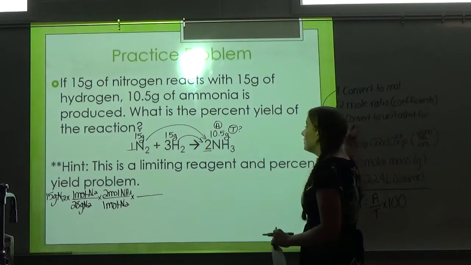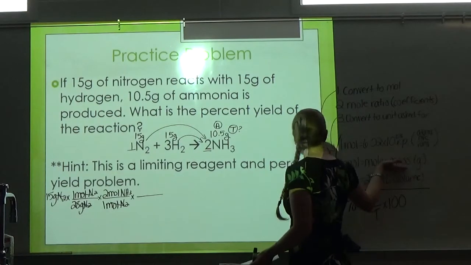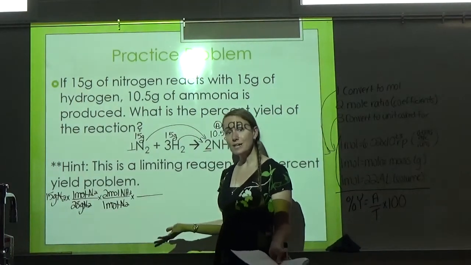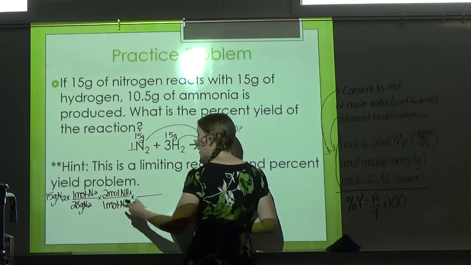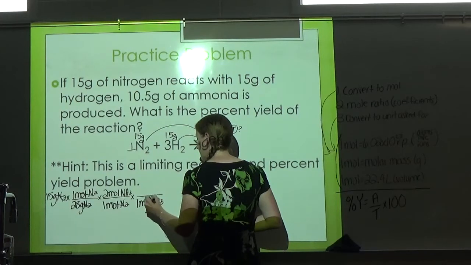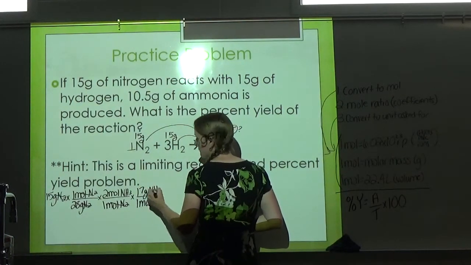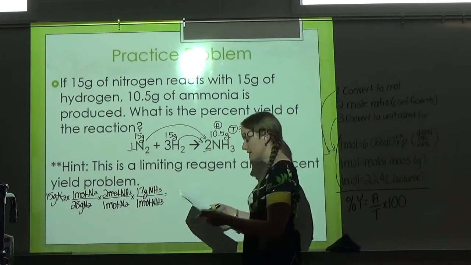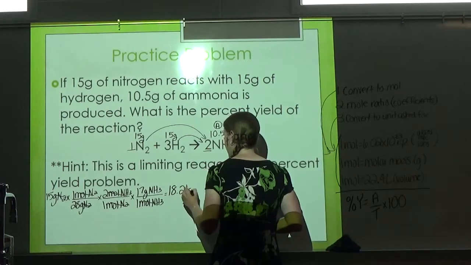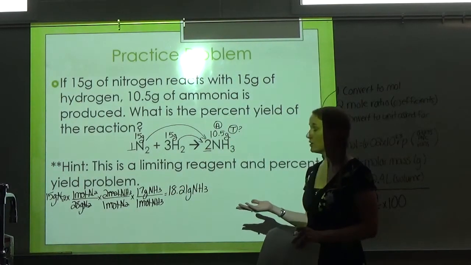Last step, convert to unit as score. Well, since my actual is in grams, I want to get to grams also, so I'm going to use molar mass again, but this time I'm using it for NH3. So NH3 has a molar mass of 17 grams per mole. So since mole is on top, I'm going to put my 1 mole on bottom and my 17 grams on top. So my moles cancel, and so when I solve for this one, I end up getting 18.21 grams of NH3.